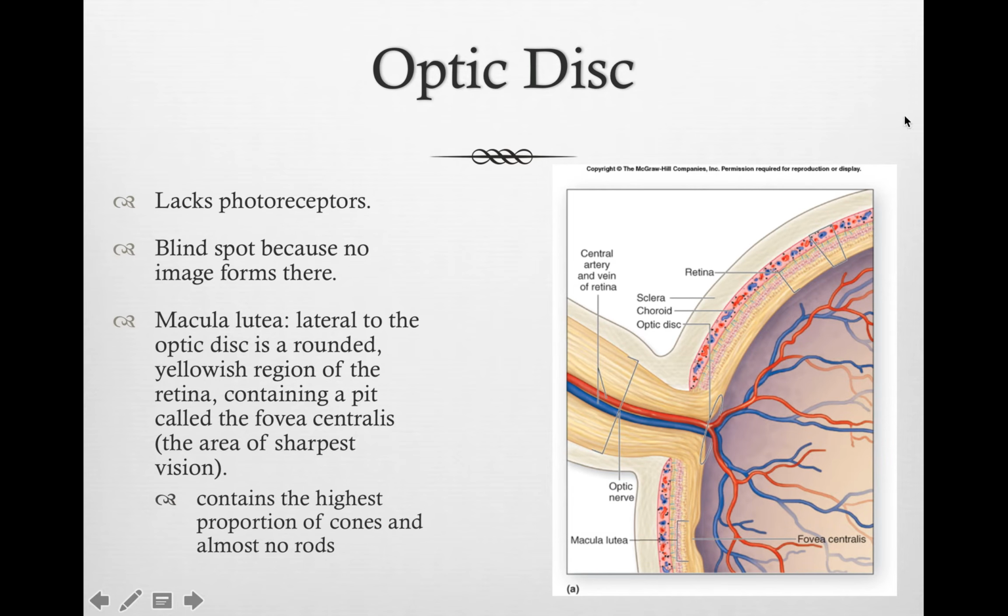Now, here's the interesting thing. So this area here is actually the blind spot, and this little area here is called the macula lutea, called the yellow spot. And this area is a depression, and it's a rounded yellowish region. It's a pit, and the pit deep within it is called the fovea centralis. And this is the area of sharpest vision on the retina. And by sharpest, I mean it contains the highest proportion of cones and almost no rods.